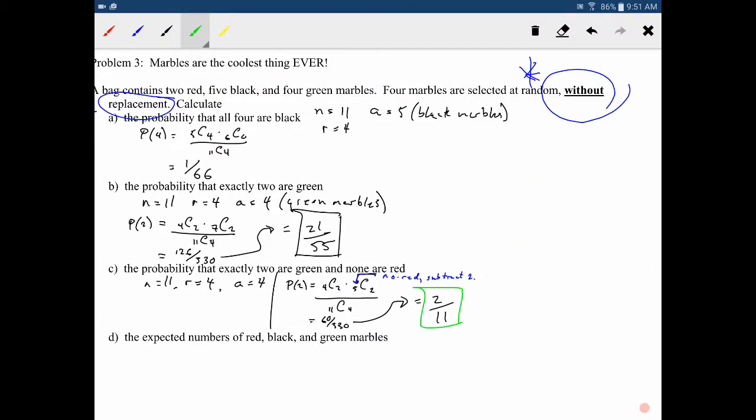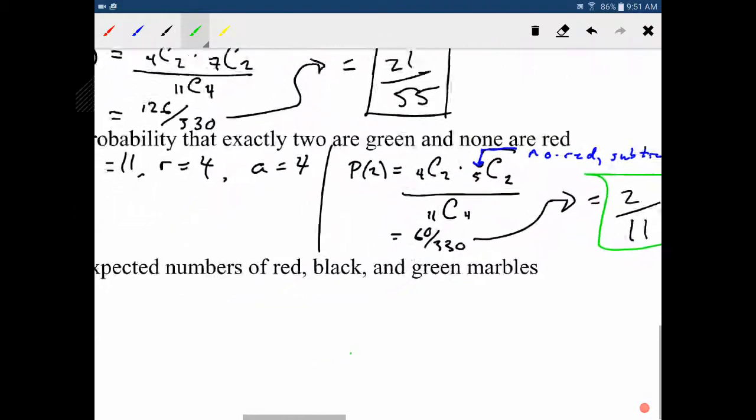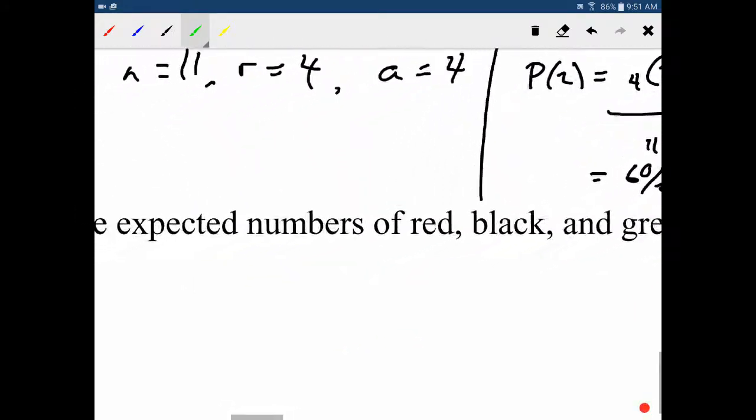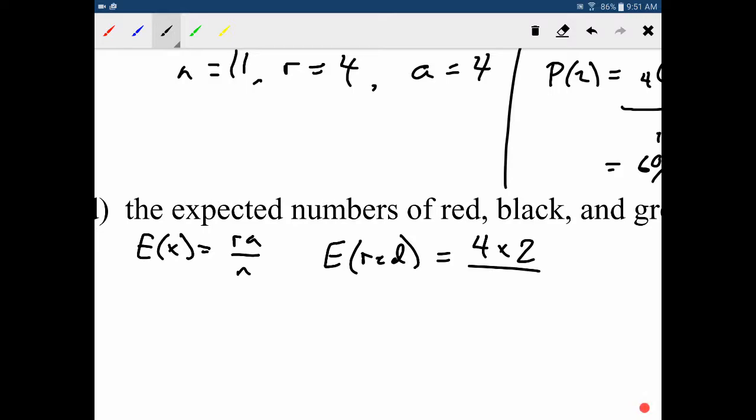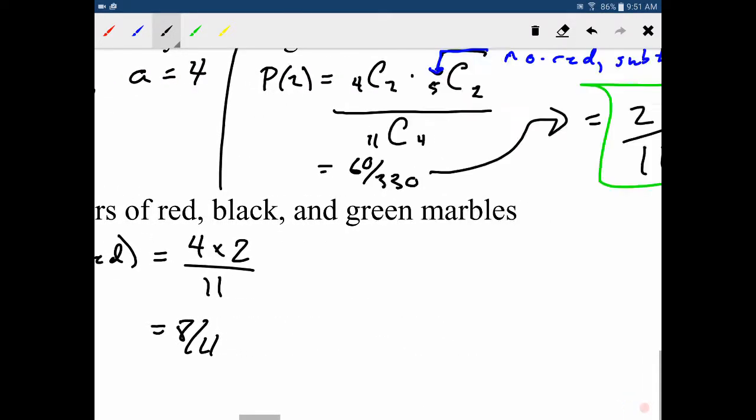All right. So then what are the expected values? Now, what's the expected value for all of them? Well, my expected value formula is just RA over N. So expected value of the red: the R is still 4. We're taking 4. How many reds are there? There are 2, divided by 11. So it'll give us 8 out of 11. So I expect 8/11ths.